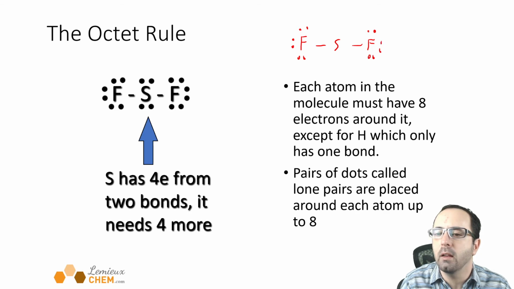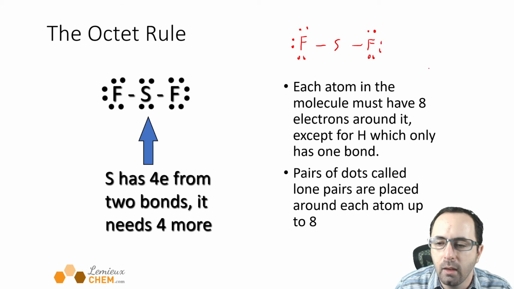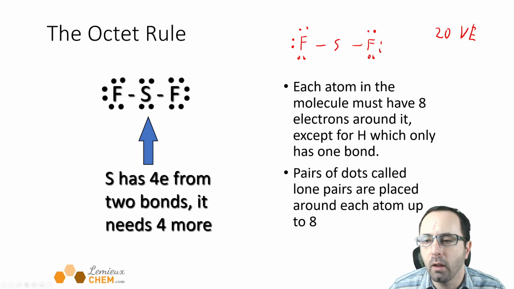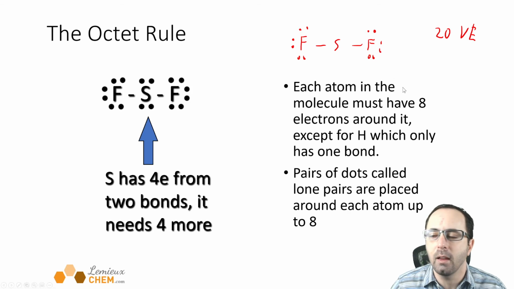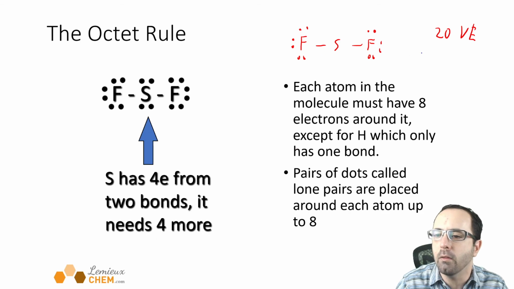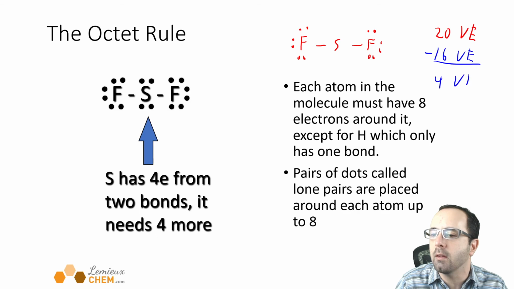It's always a good idea to double check that you haven't passed your set number of valence electrons. Back from our table, we had 20 valence electrons available. How many do we have now? 2, 4, 6, 8, 10, 12, 14, 16. We have 16 placed, and so we've used up 16 of our valence electrons. So now we have 4 valence electrons left, and that's why we're going to put them now on the sulfur.